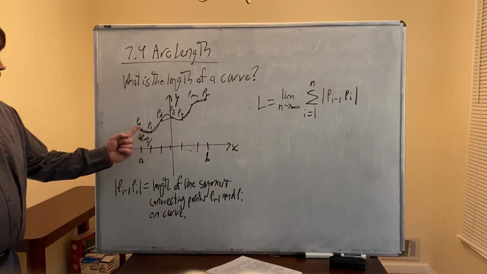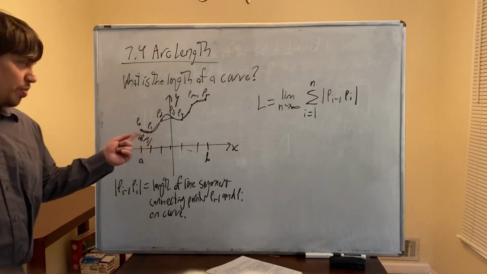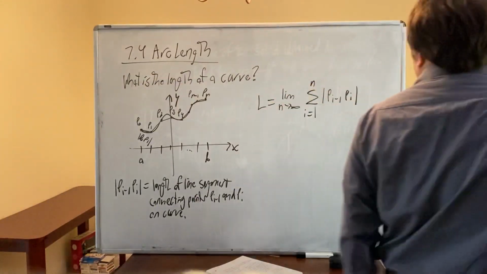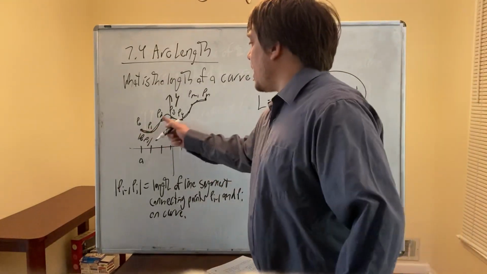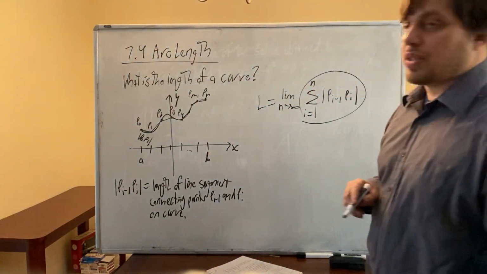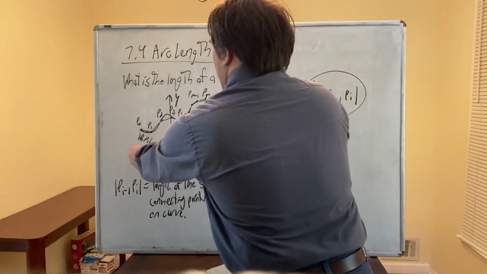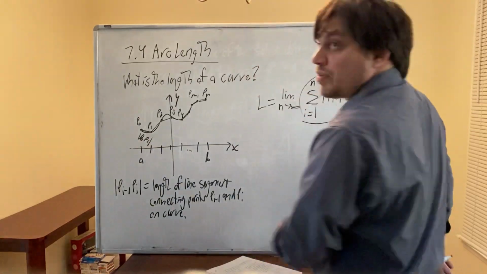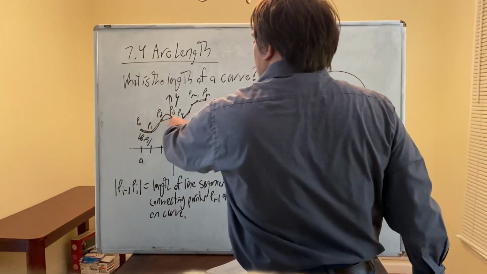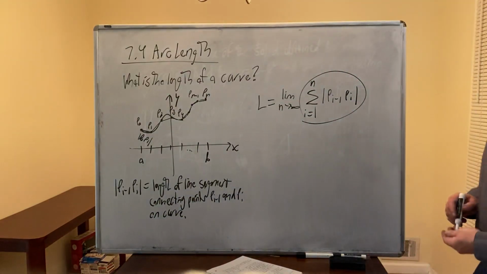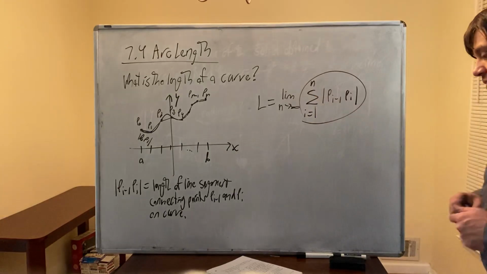The absolute value of p naught p1 would be the length of the line segment connecting the point p naught to p1, both those points on the curve. So this sum is just adding up the lengths of all of the line segments. And then the limit is just taking the limit as we consider infinitely many subintervals of equal length and the sum of the infinitely many line segments we get from those subintervals. So capital L is equal to the limit of that.